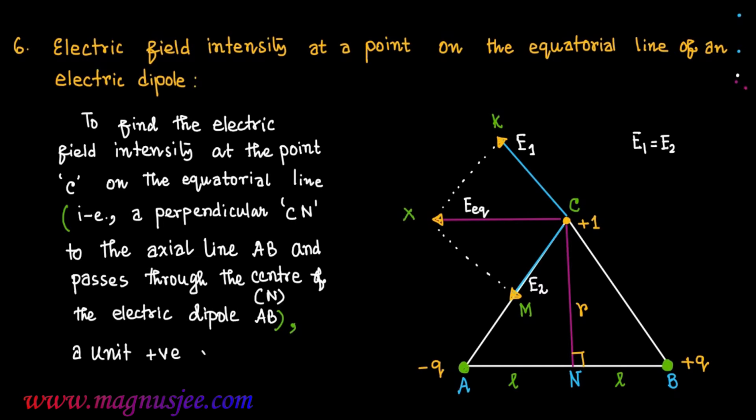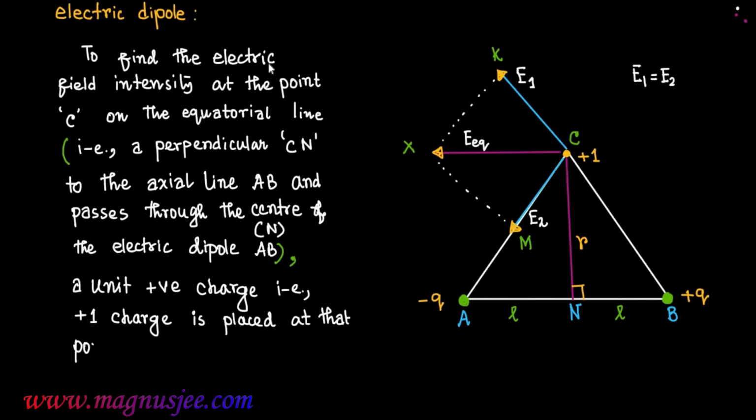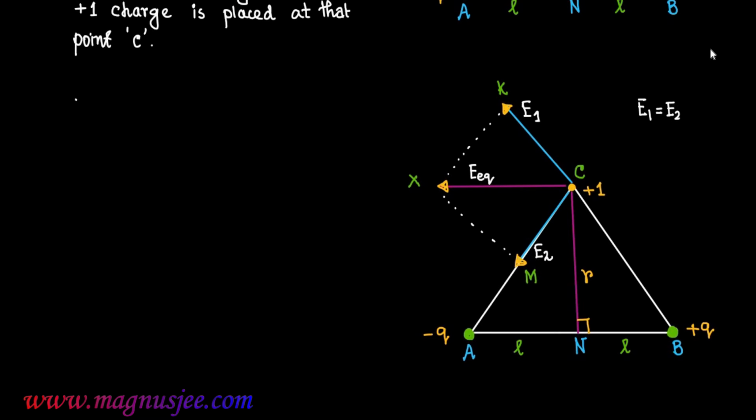A unit positive charge, that is plus one charge, is placed at the point C. To find the electric field intensity at the point C on the equatorial line, a unit positive charge, that is plus one charge, is placed at the point C.